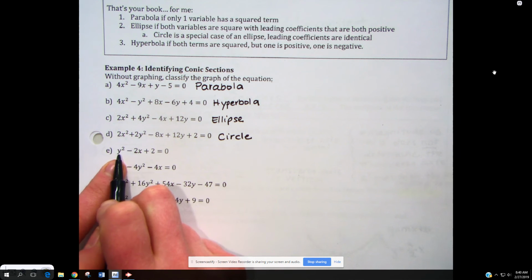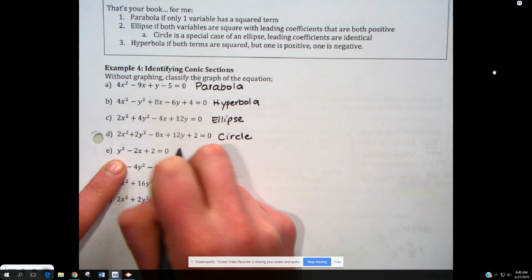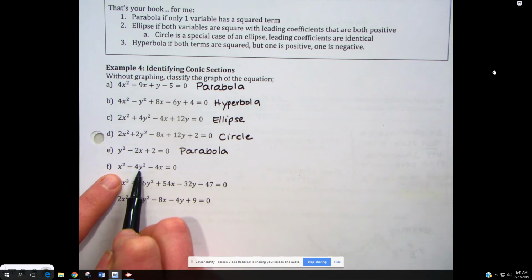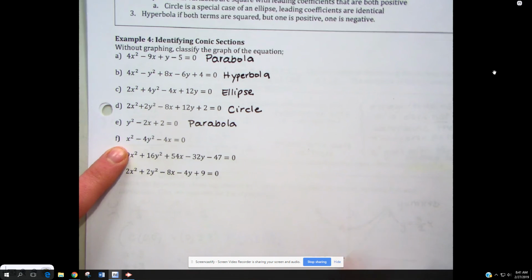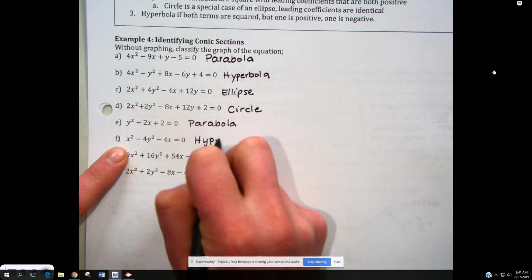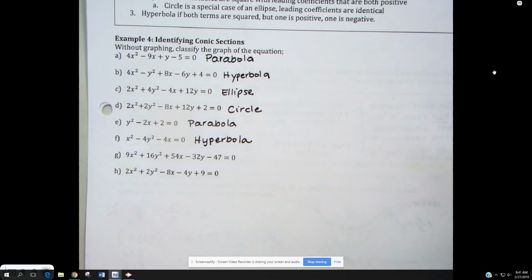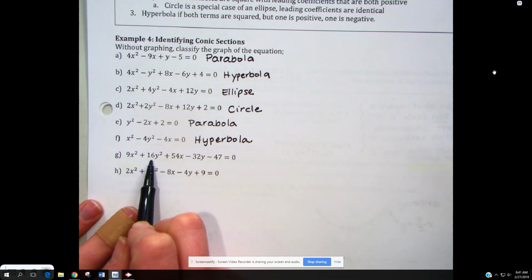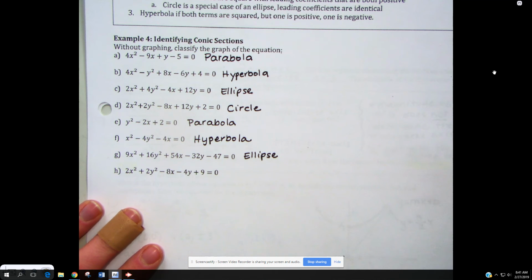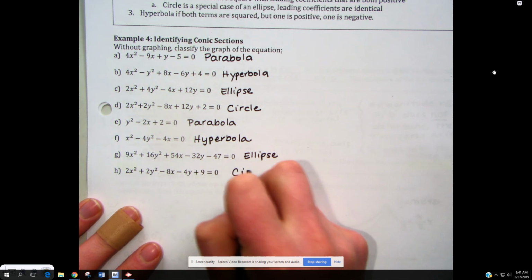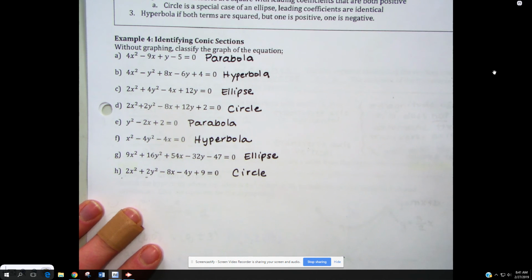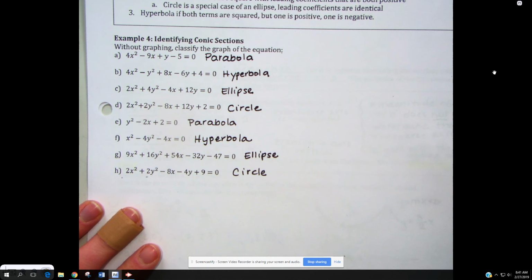Here, you have an x equals y squared, so this one would open right and left, and it would look like a parabola. X squared and y squared can't be a parabola, right? But one of them's got a negative coefficient, so that makes this one a hyperbola. Positive coefficients, x squared and a y squared, you're dealing with an ellipse. And last but not least, looks like we have another circle, right? X squared, y squared, same leading coefficient, both positive. This guy is going to be a circle.